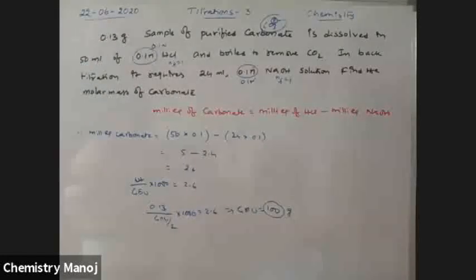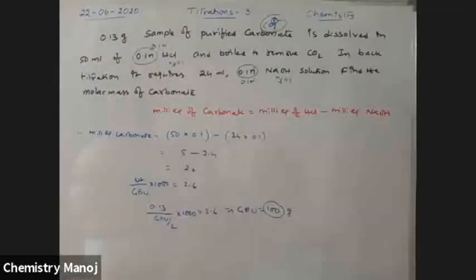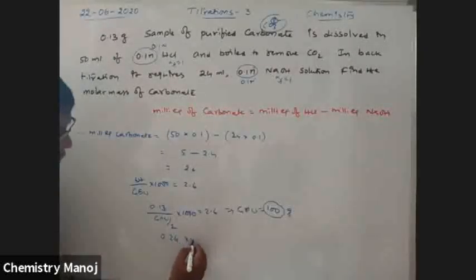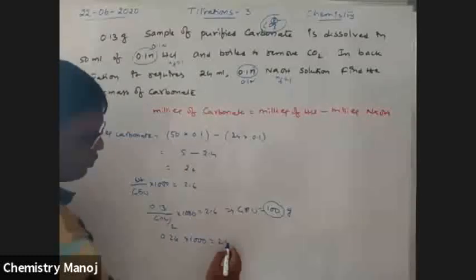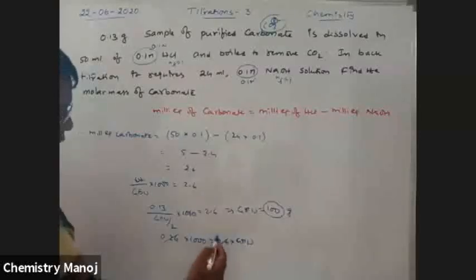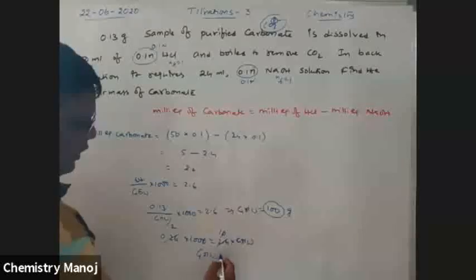Calculate it once again, my dear boys. Am I correct? No, it is 100. See here, it is 0.13 into 1000 is equal to 2.6 into gram molecular weight divided by 2. Gram molecular weight is equal to 100.